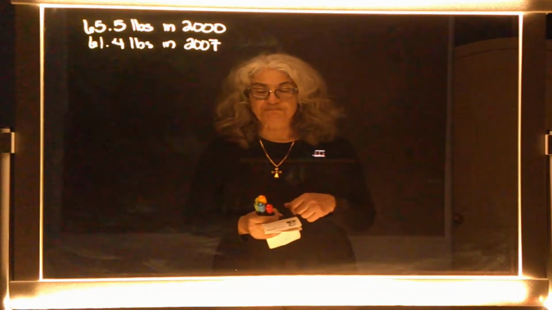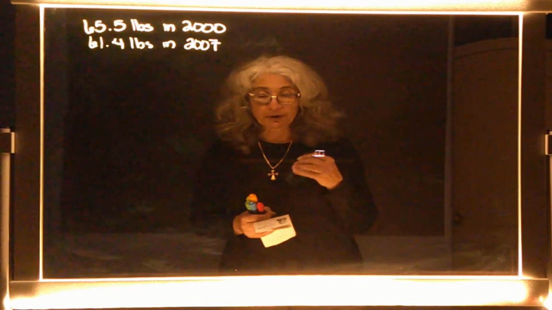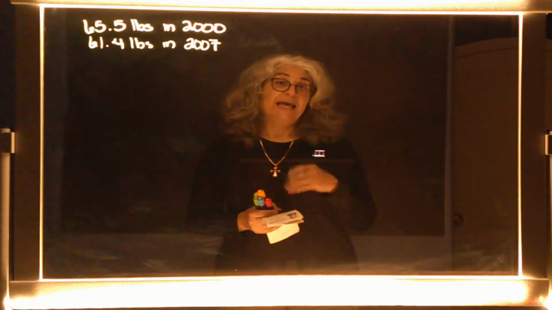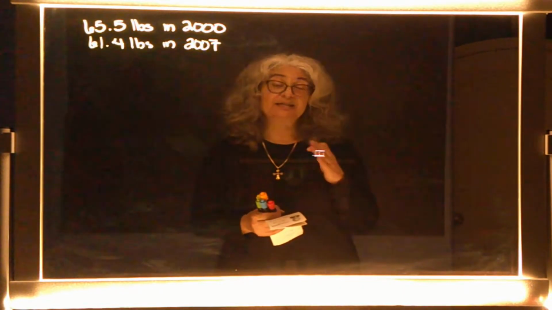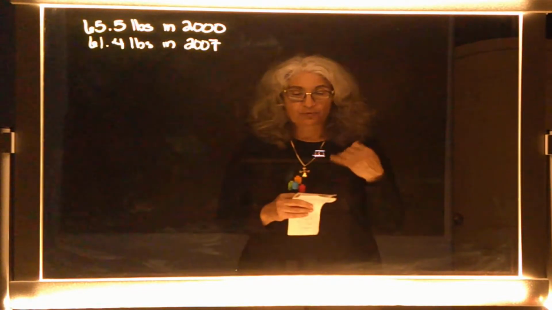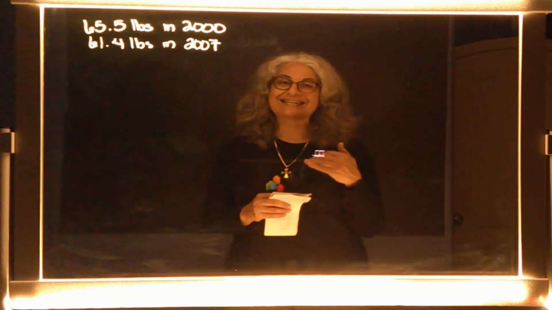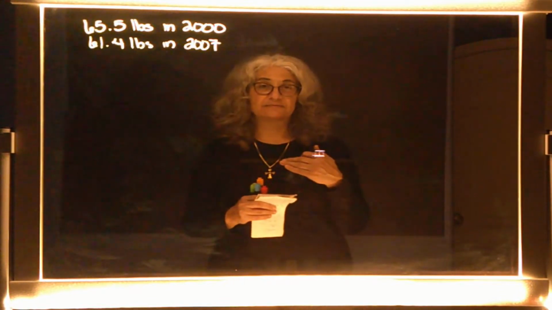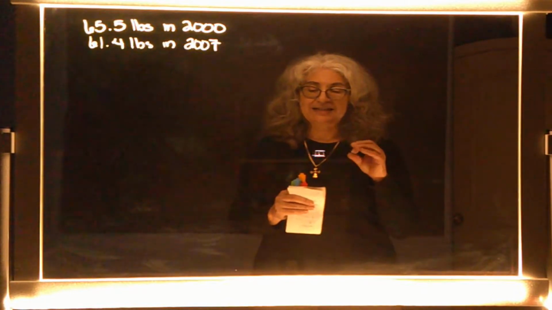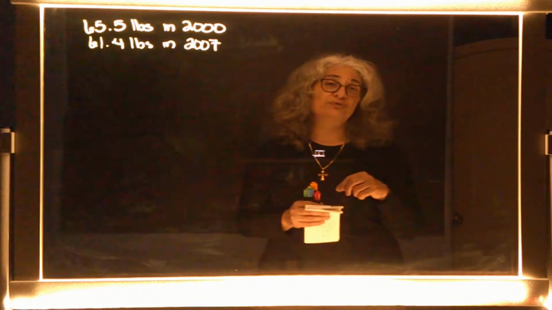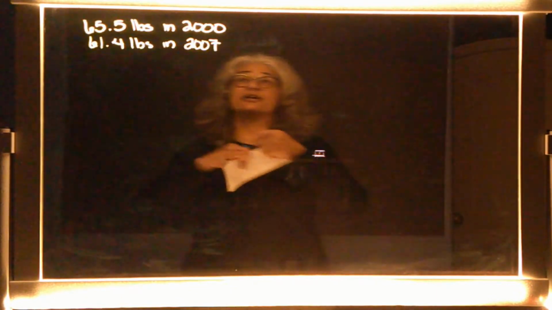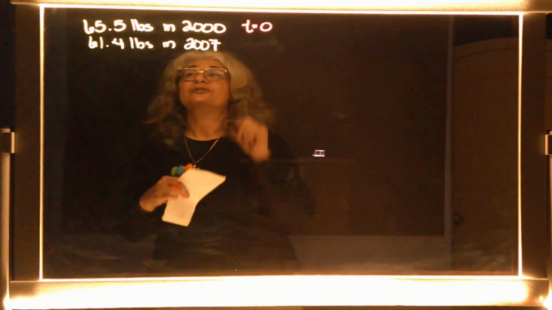Okay, let's look at this next one. The annual consumption of beef per person was about 65.5 pounds in the year 2000 and 61.4 pounds in the year 2007. Assume B of T represents the annual beef consumption T years after 2000. So I'm going to stop for a second because there's a comma, so that means pause anyway. So B of T is the annual consumption T years after 2000. So 2000 represents what? Yeah, time is 0. So this is time equals 0, isn't it?